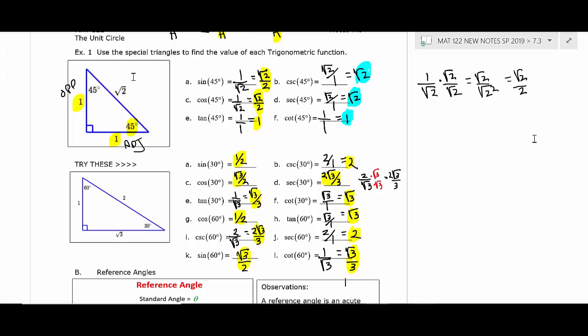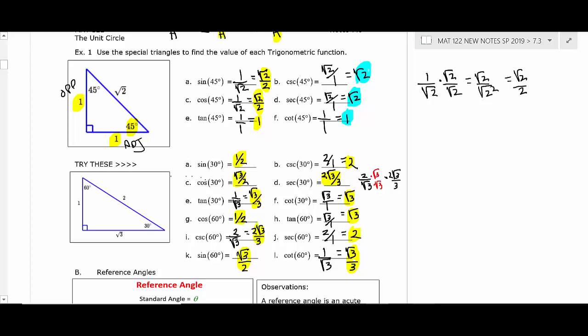I'm going to talk through these. I'm not going to go through all of them, but I'm just going to talk about what we did real quick. Sine of 30, the sine is opposite over hypotenuse, so it's 1/2. The cosecant is the reciprocal of the sine, so 2 over 1 is 2.